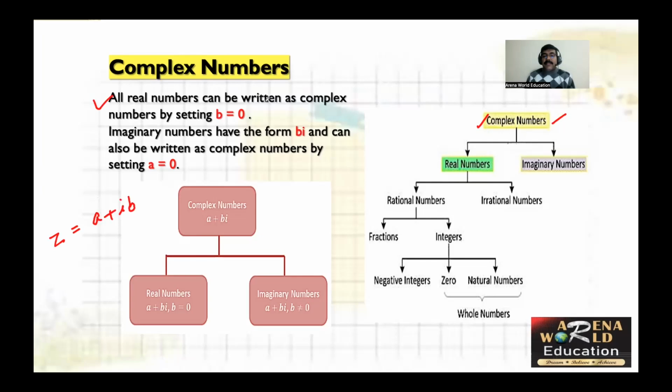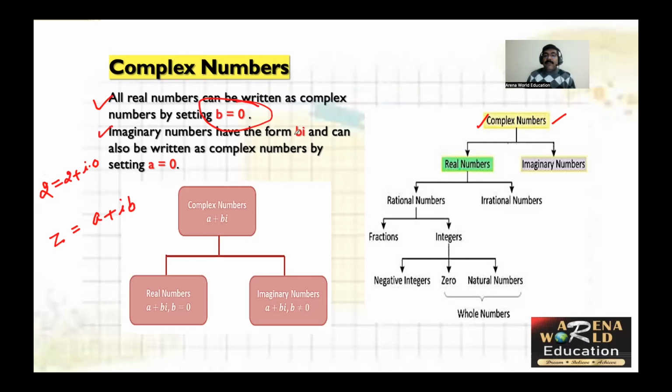All real numbers can be written as complex numbers by setting b equal to 0. So b is the imaginary part. If the imaginary part is 0, suppose we have 2. So 2 is a real number. And how can we write 2 in the form of a plus iota b? It is simply 2 plus iota into 0, or 2 plus 0 into iota, right?